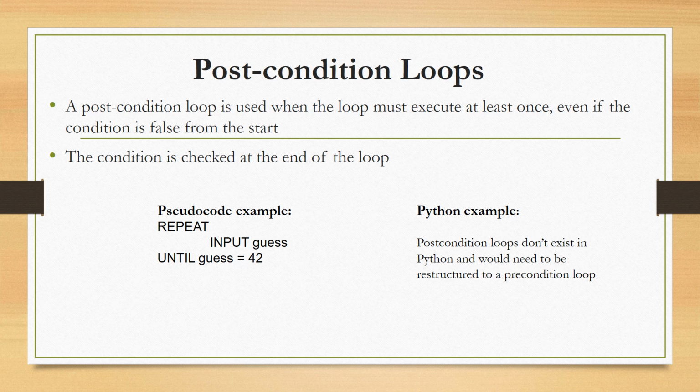Postcondition loop. A postcondition loop is used when the loop must execute at least once. Means at least once we are going to execute the loop, even if the condition is false from the start. The condition is checked at the end of the loop. See, this loop is sometimes called a repeat loop. We are going to say repeat, input guess. First we will enter this loop, then we will take the input guess. And if that guess is equal to 42, then we will come out of that loop. Until we receive the input guess 42, we will not come out of the loop.